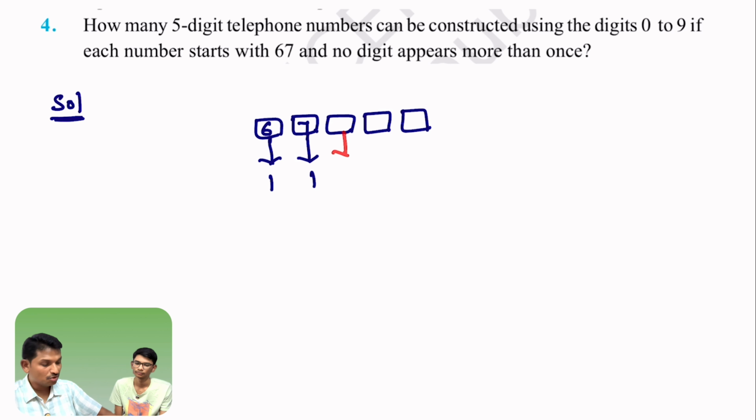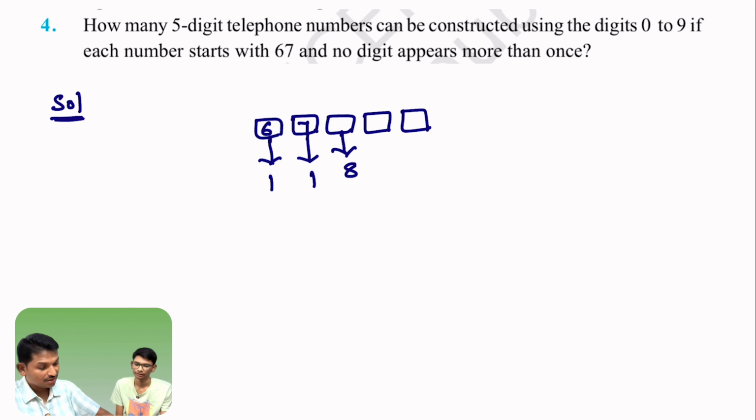What about the third box? We can fill it in 8 ways. Total how many digits are there? 10 digits. We already used 2 digits. That means 8 digits are remaining. Repetition of digits is not allowed, so the third box can be filled in 8 ways.